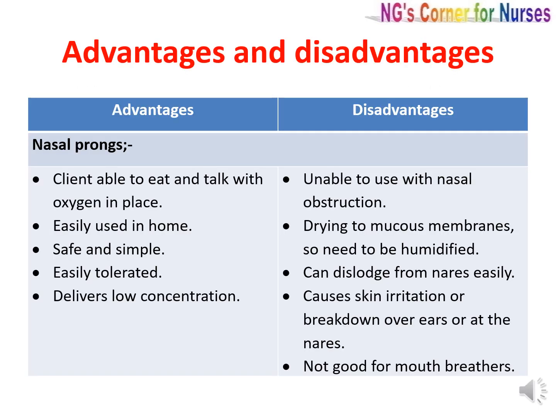Next, coming to the advantages and disadvantages of different oxygen administering equipments. First is nasal cannula or nasal prongs. Advantages are: the client is able to eat and talk with oxygen in place, easily used in home, safe and simple, easily tolerated, and delivers low concentration. And the disadvantages are: unable to use with nasal obstruction, drying to mucous membranes so needs to be humidified, can dislodge from nares easily, can cause skin irritation or breakdown over ears or at the nares, and not good for mouth breathers.